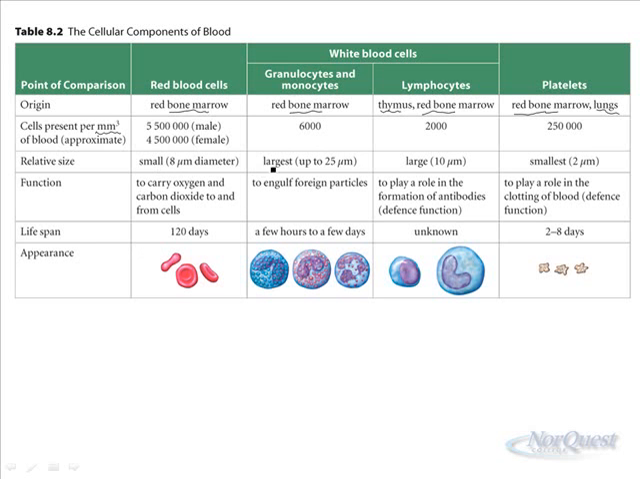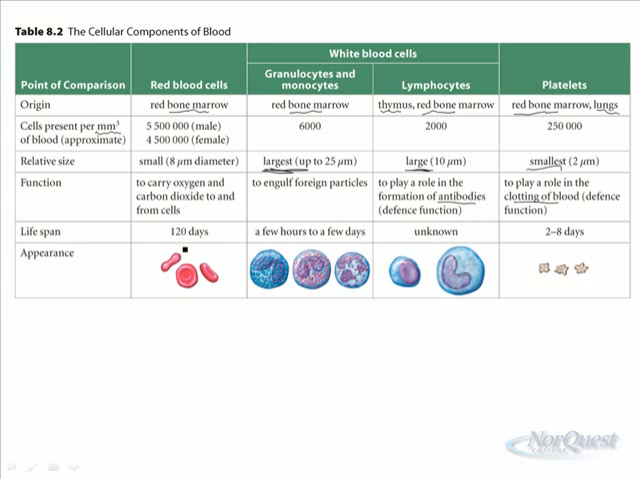Size-wise, the largest are the white blood cells, granulocytes and monocytes being the largest, lymphocytes following a close second. The smallest blood cells are the platelets. And then general function: red blood cells are your oxygen-carrying cells. White blood cells are involved in immunity. They're either going to engulf foreign particles or play a role in antibodies or defense function. Platelets, their sole function is clotting of blood.